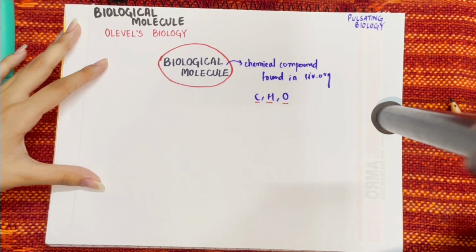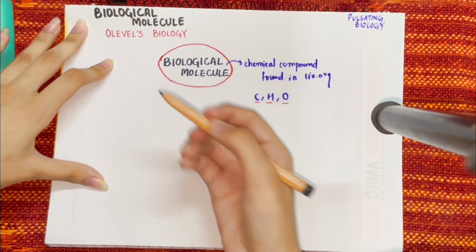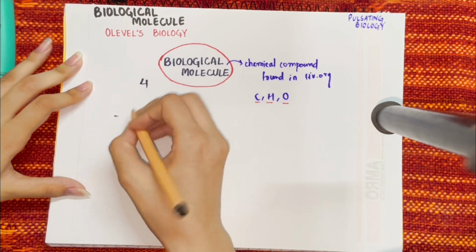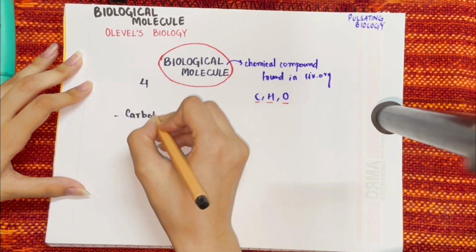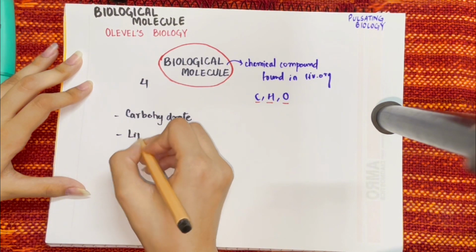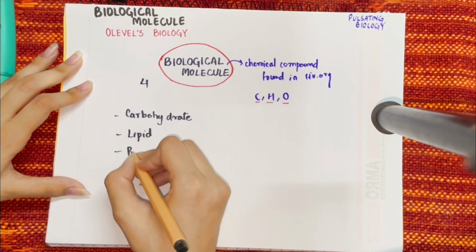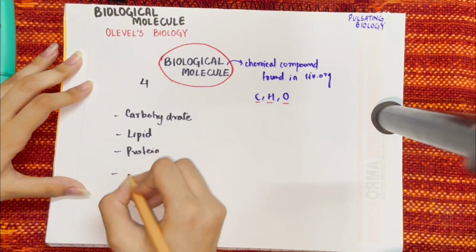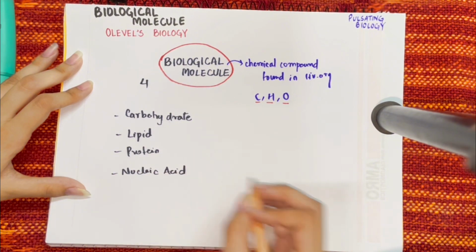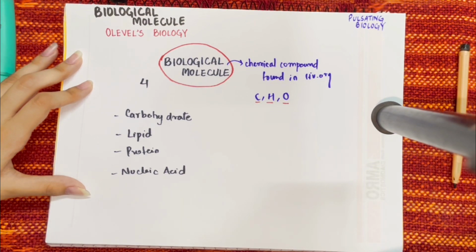In the further subgroups of the biological molecule, we have four terminologies to learn. Number one is the carbohydrate. Then we have lipid, then protein, and the last one is the nucleic acid. We need to learn each of them in detail, but before we get into that, let's learn about their composition first.